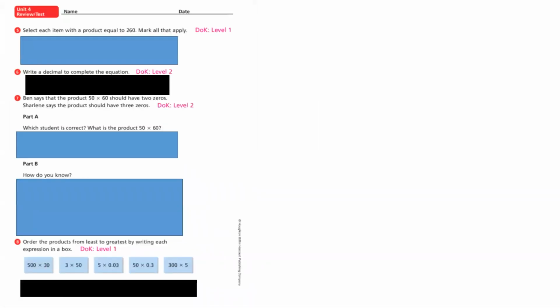Number 5, select each item with an answer that's equal to 260. Well, I put a box over the whole thing. That was not helpful. So let's look at them. Okay, so does this one have 260? Well, the decimal's going to move over once and then twice. So you're going to add 1 zero, so 260. Yep. And this one's 0.26, move over 3 times, once, twice, and then add a 0, 260.